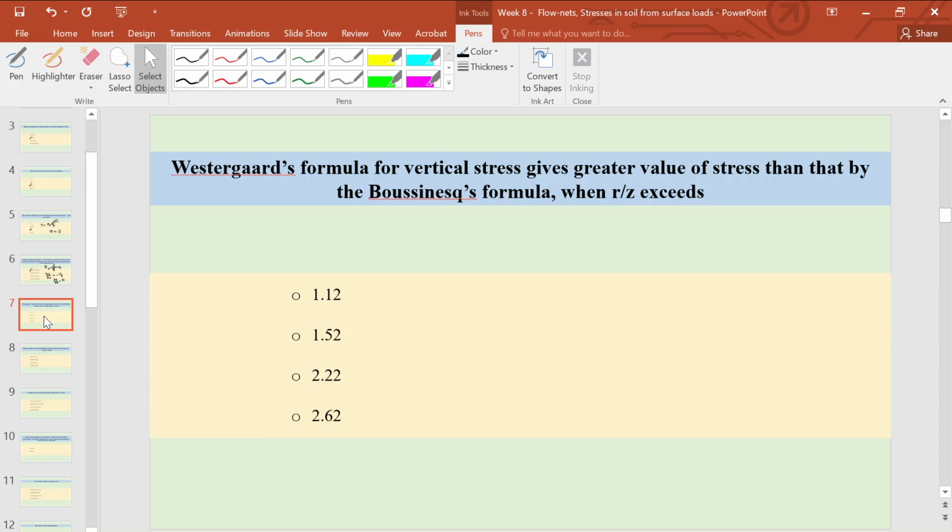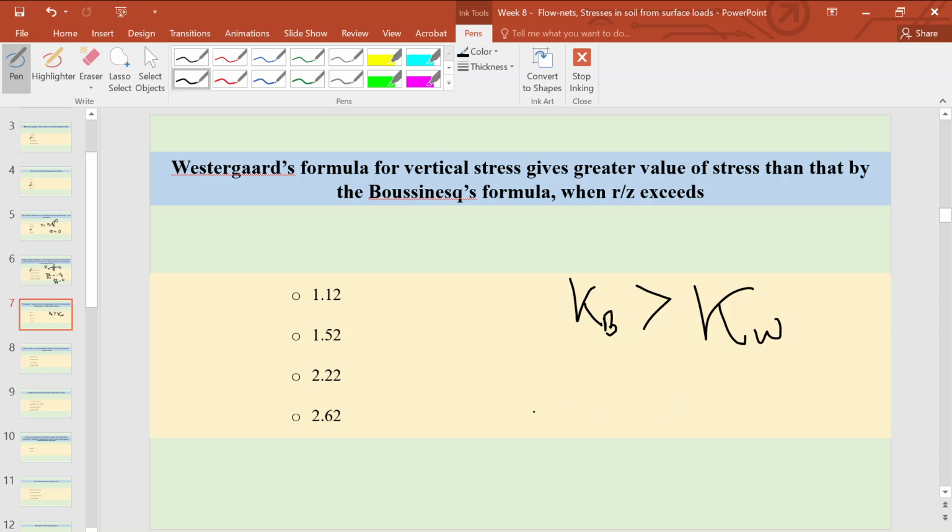Westergaard's formula for vertical stress gives greater value of stress than that by Boussinesq's formula when R by Z exceeds what? What is the answer? 1.5, sir? B? Yes, you know the chart, right? KB is always more than KW, isn't it?